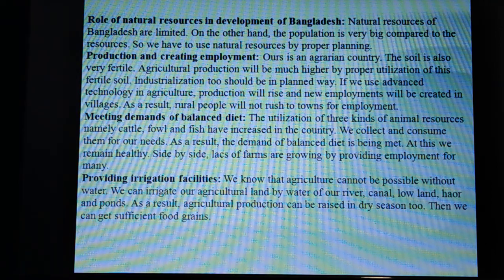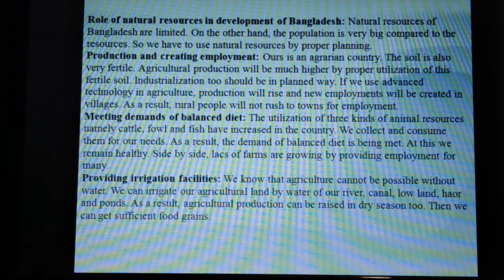Dear students, you know that in Bangladesh, there are available rivers, lowlands, canals, marshes, and water bodies. If we irrigate this water into our agricultural land, we can get sufficient food grains after the season.